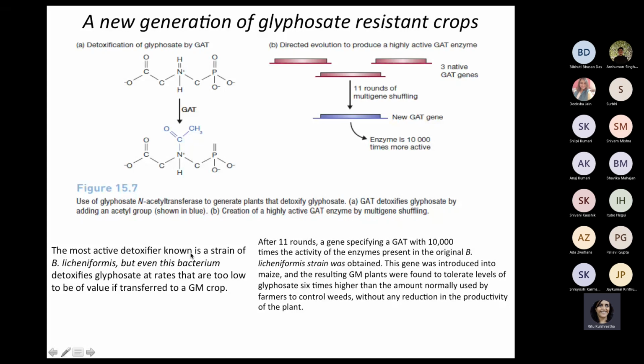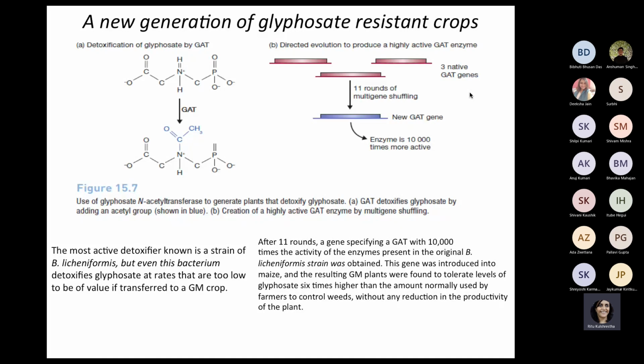It was realized that this bacteria has three native GAT genes. I told you that many genes are present as a multi-gene family. So there were three native genes, and then they did those domain swapping experiments.